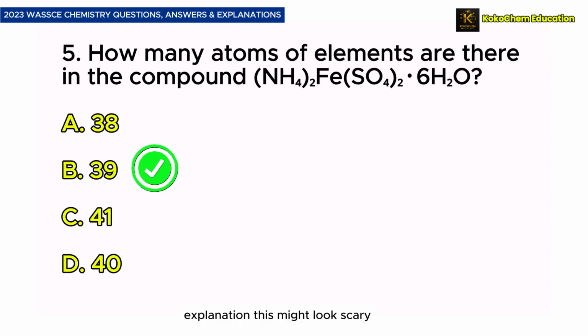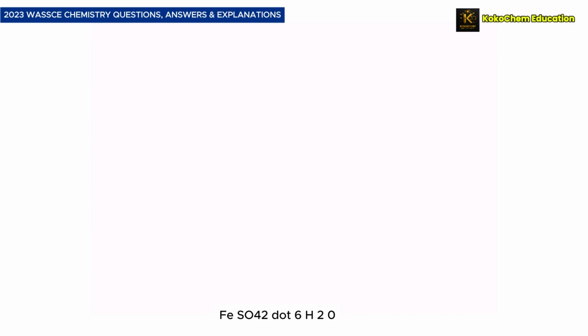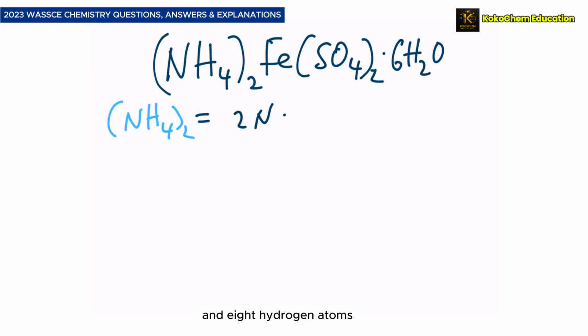Explanation: this might look scary, but the question is just asking for counting, so we are going to count it piece by piece. Okay, so we have (NH4)2Fe(SO4)2·6H2O. Let's start with (NH4)2. This will give you 2 nitrogen atoms and 8 hydrogen atoms. 4 times 2 gives you 8.